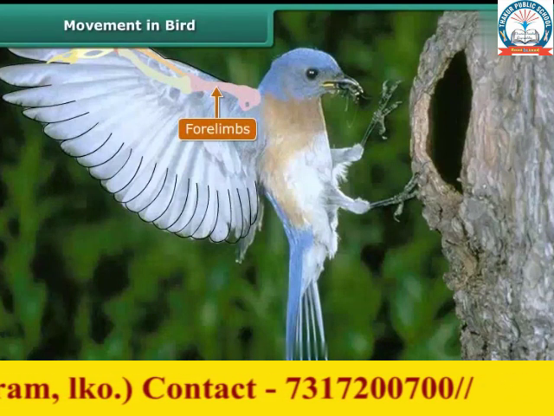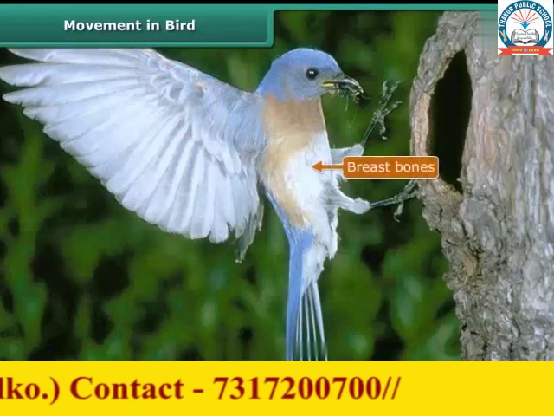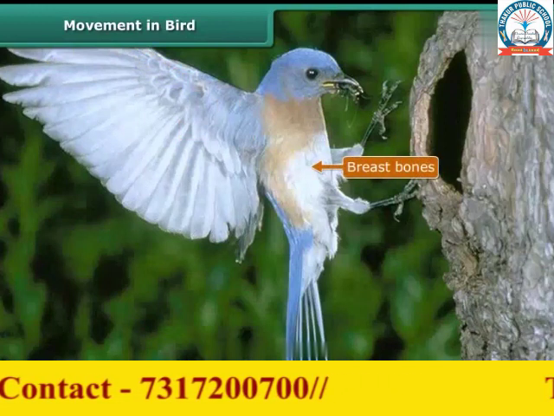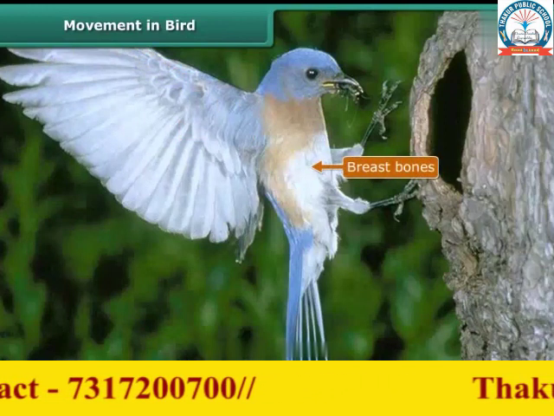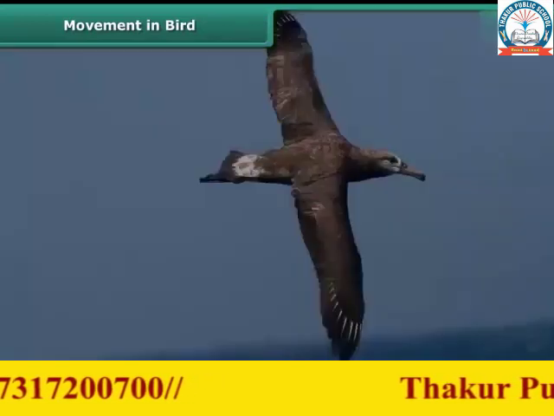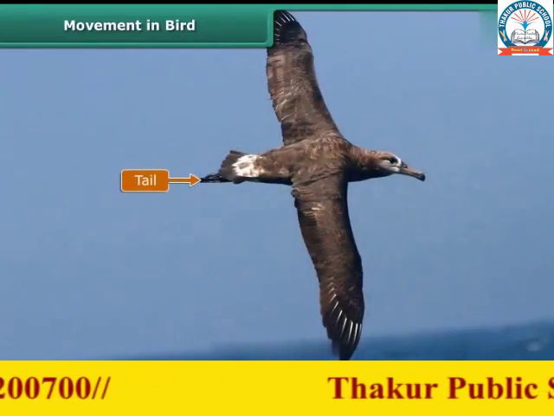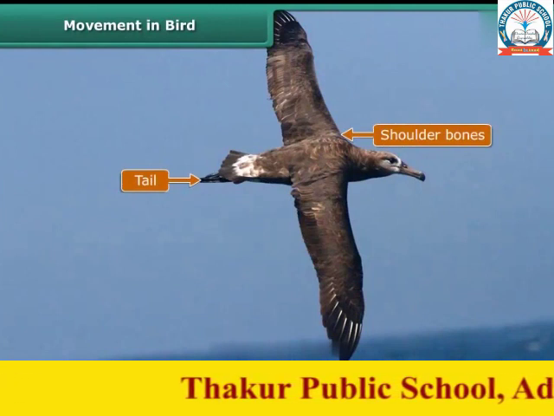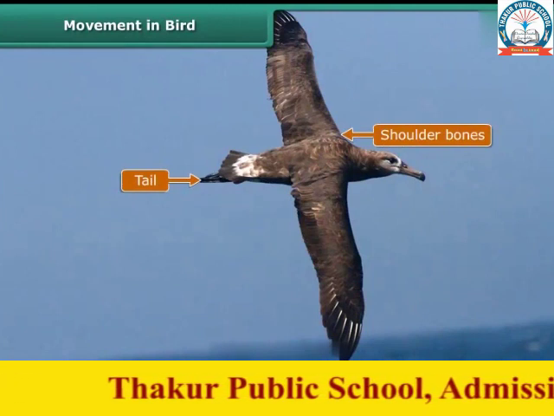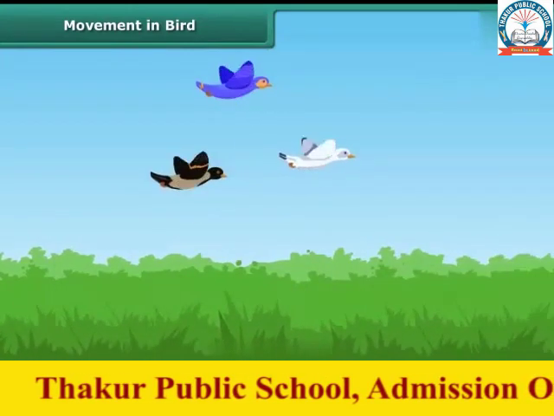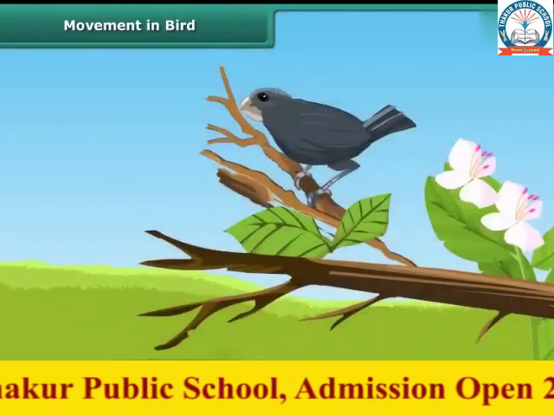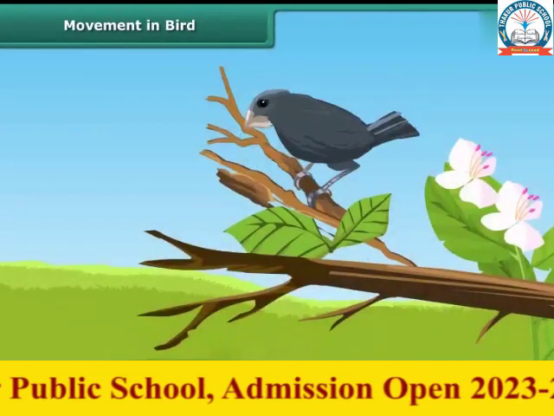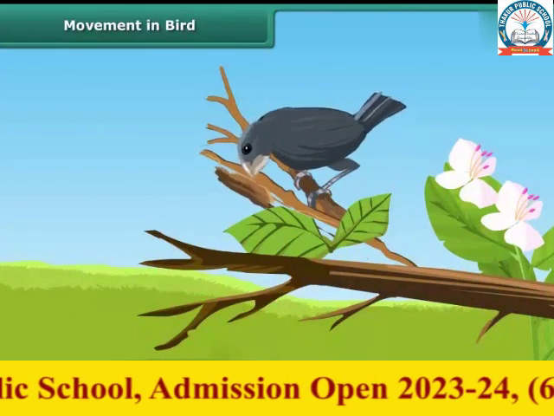Birds have light and hollow bones. The breast bones hold the muscles of flight that help them to flutter their wings. The tail controls the direction of flight. Birds have very strong shoulder bones. They don't have the urinary bladder, which helps them to fly easily. They can walk and perch on trees with the help of their hind limbs.